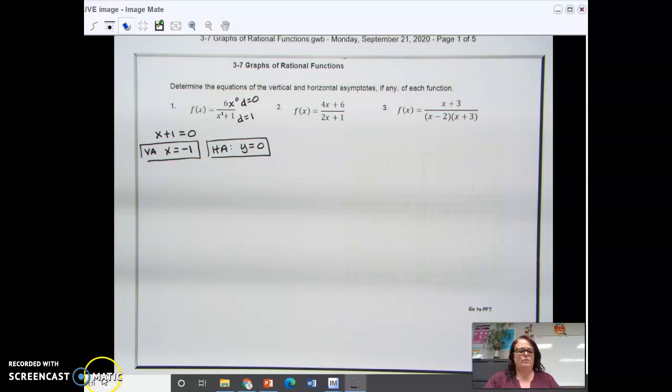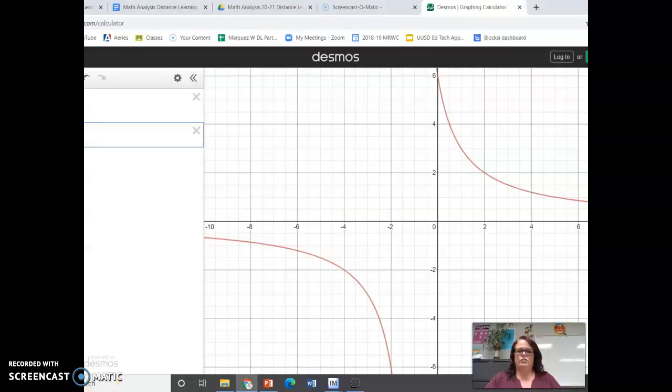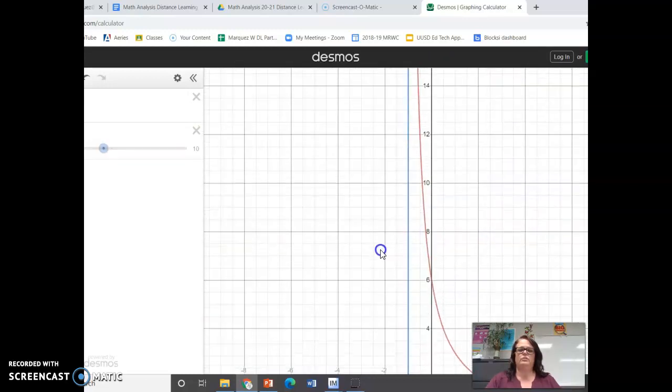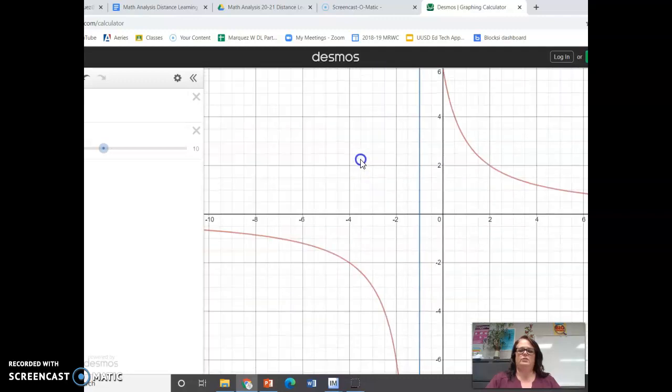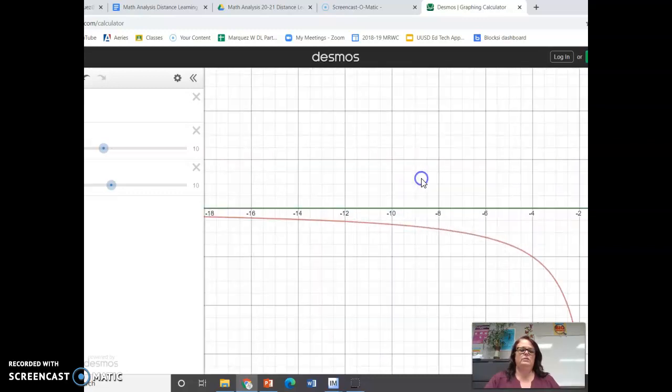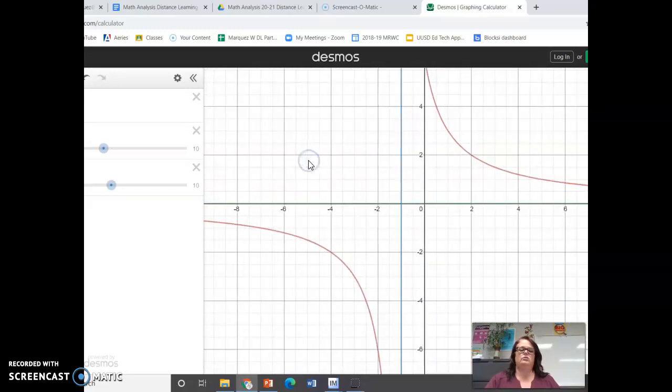So let me take you over to Desmos to show you that it's true. So this red graph here is the graph that they were asking for, which is 6 over x plus 1. If I add in my vertical asymptote at x is equal to -1, that's this blue line. Do you see that the graph is going to get closer and closer? And I can even move it up. It gets a little closer and a little closer, but it's never actually going to touch it. And then we said that the horizontal asymptote was going to be where y is equal to 0, which is this green line right here. So again, we get closer and closer to that line, but we never actually touch that line. So we did pick the correct asymptotes.